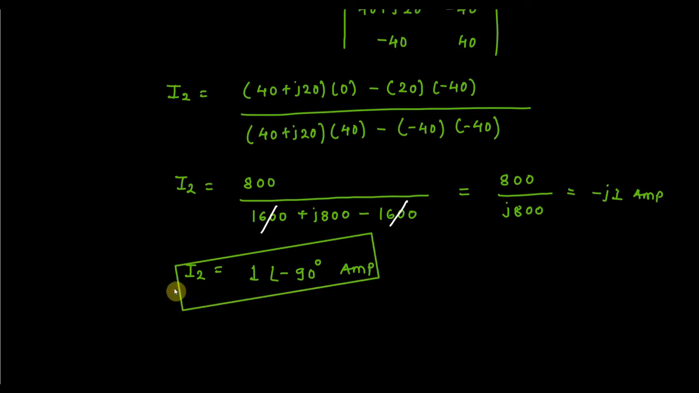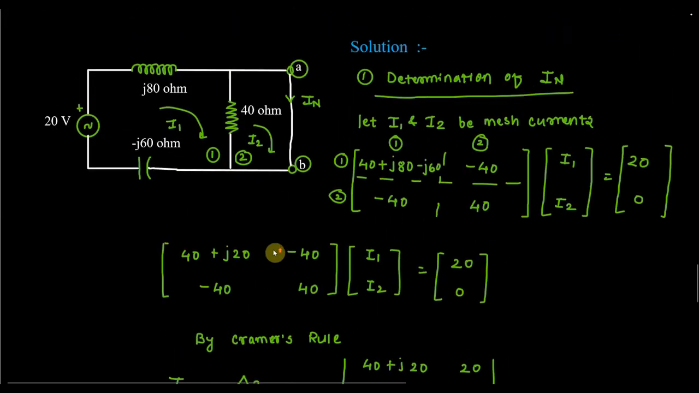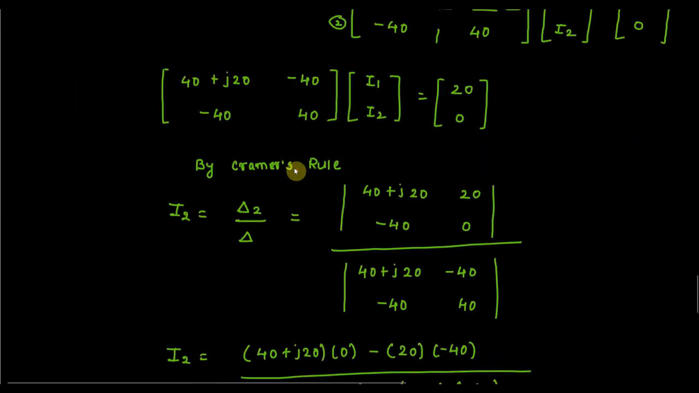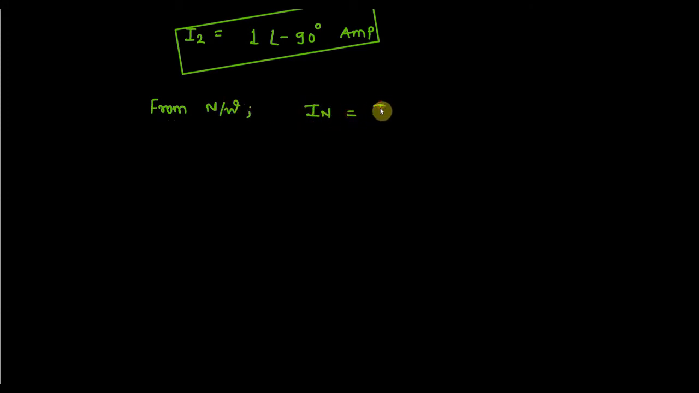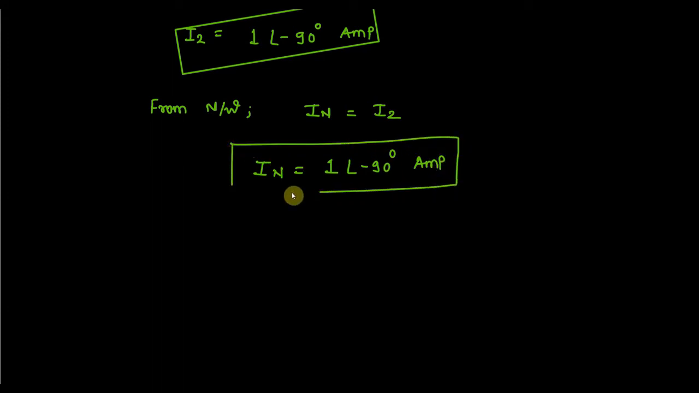But we are not interested in the value of current I2. We are interested in the value of IN. And from the network, you can see that IN is the same as I2. You write the next step. From the network, your IN is the same as I2. So you get the last answer. Your IN, that is the Norton's equivalent current source, is 1 at an angle minus 90 ampere. Fine. So this is our first step where we have found the value of current IN.